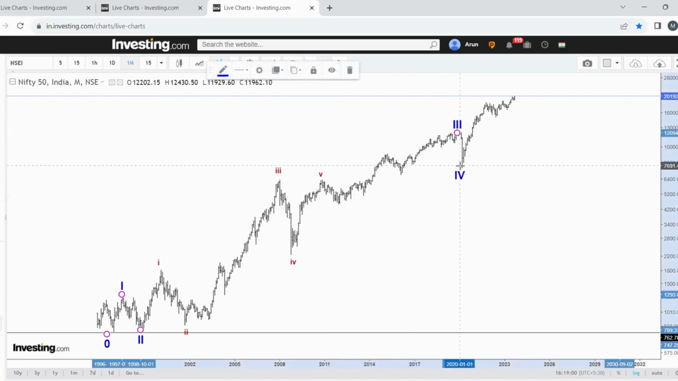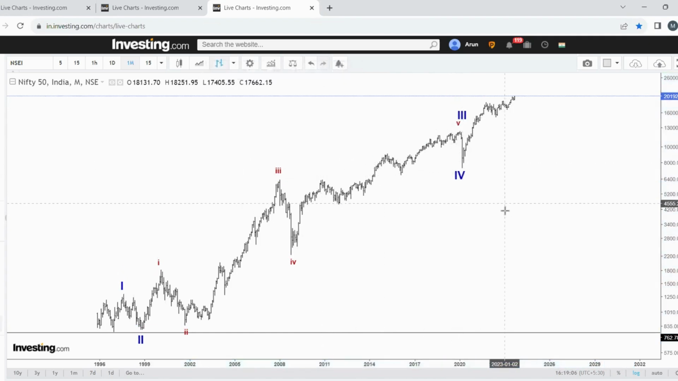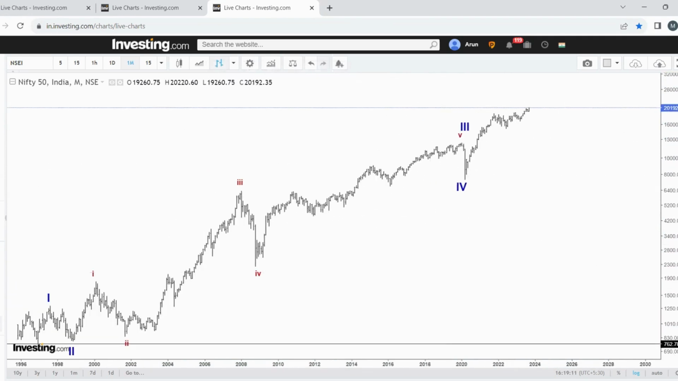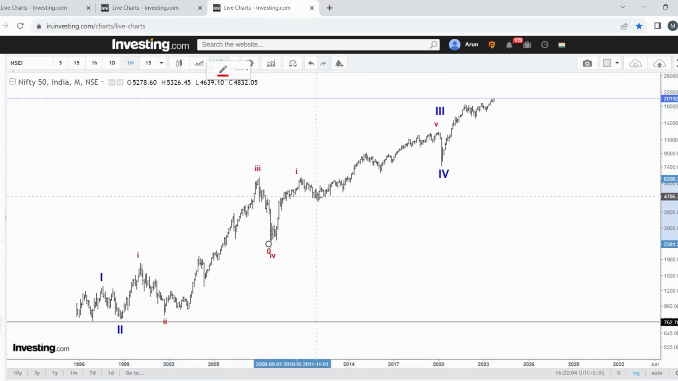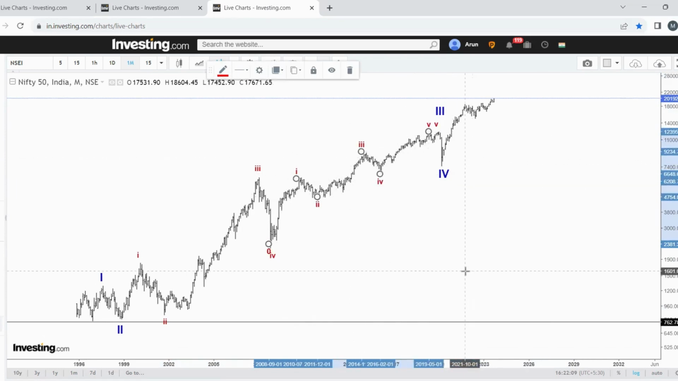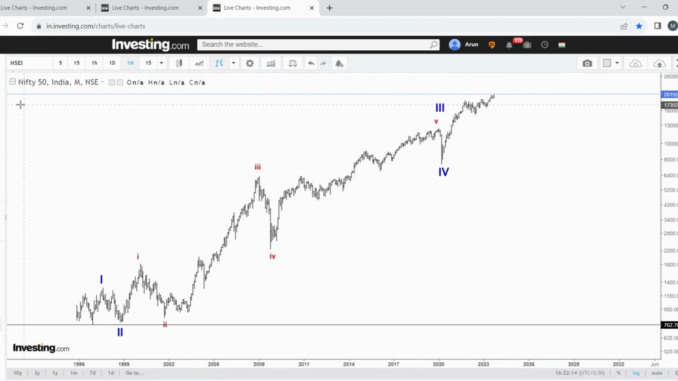And fourth here. Okay. How to count this? Again, 5 subwaves within wave 5 of 3. Okay. I check with fib numbers.